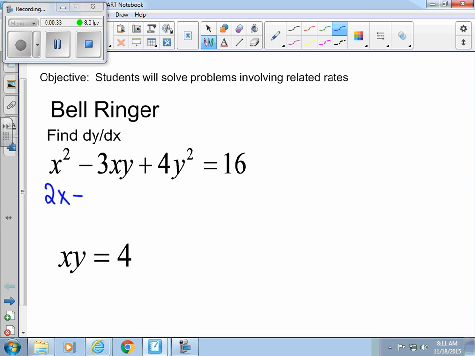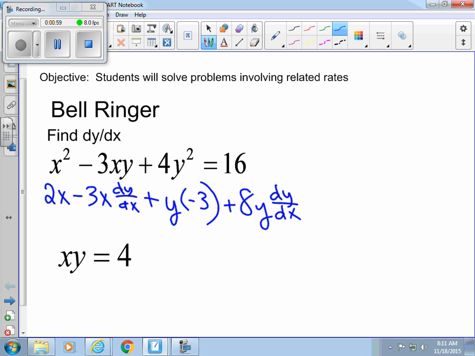This is product rule. Left d right, plus right d left. I usually keep the -3 as part of the left, so I do that to be careful, to make sure both of them end up negative. So far, that piece, plus a dy/dx equals 0.